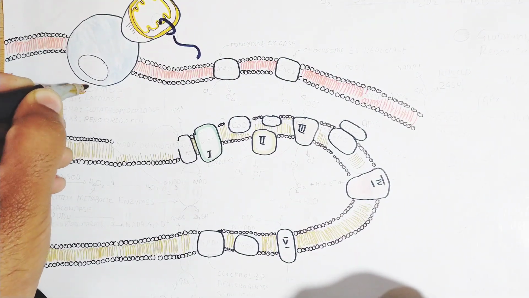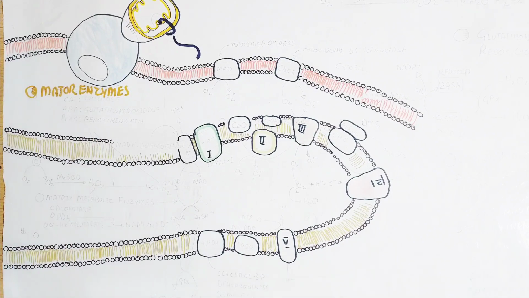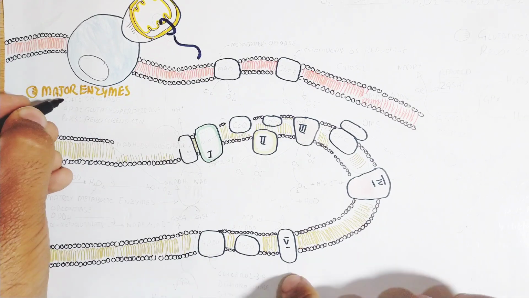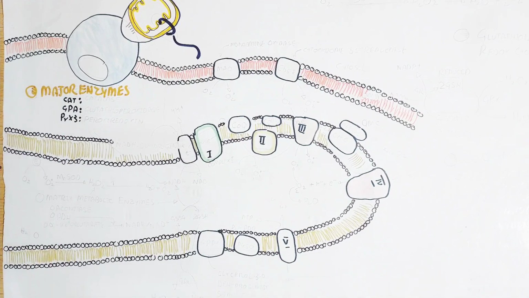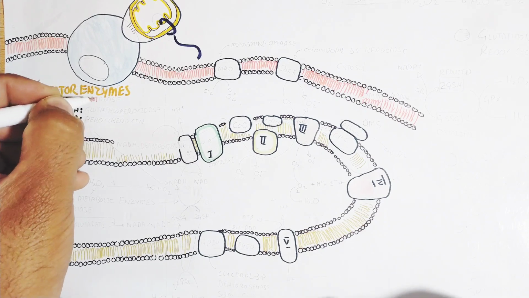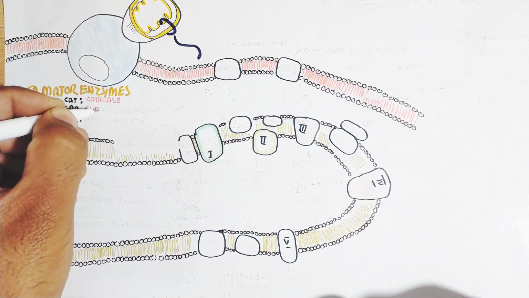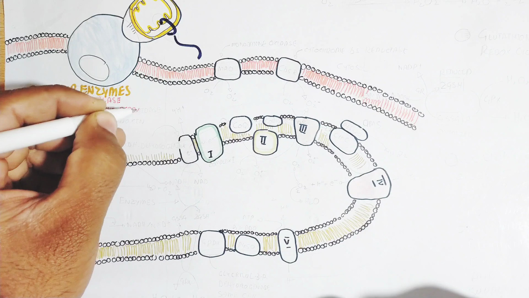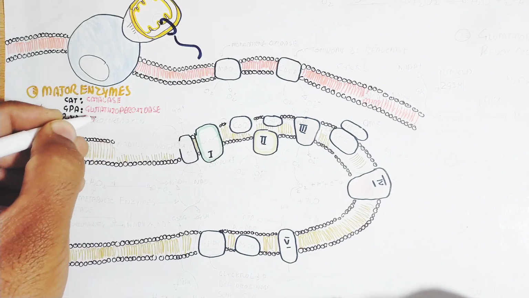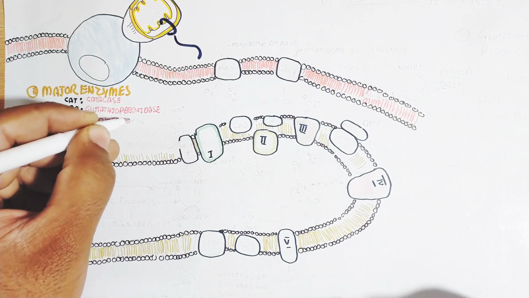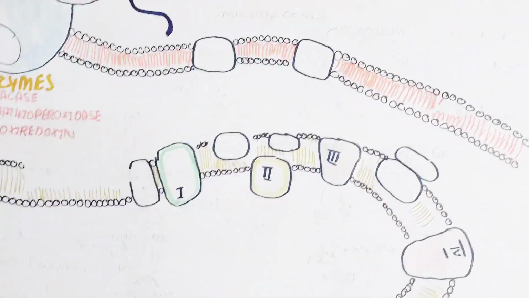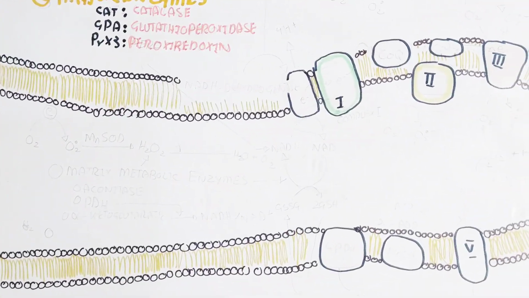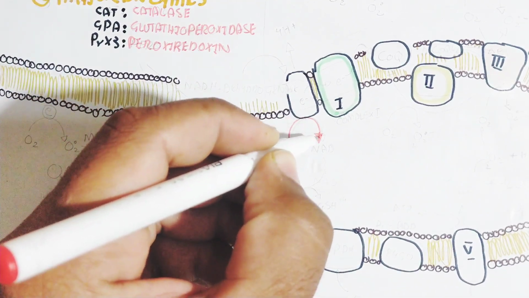For ROS prevention, the major enzymes that work are catalase (CAT), GPX, the glutathione peroxidase, and PRX3, which is peroxiredoxin 3. In this way, these enzymes convert the hydrogen peroxide and the free radical of oxygen into water and oxygen.